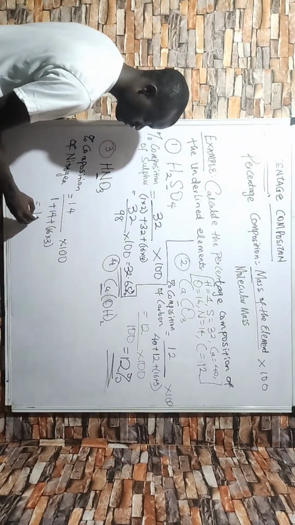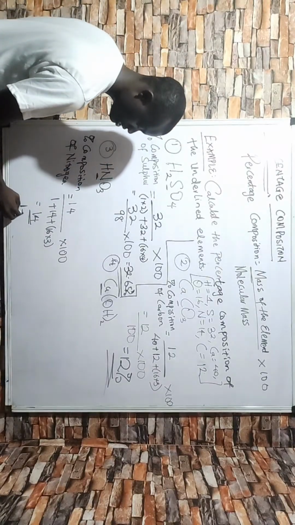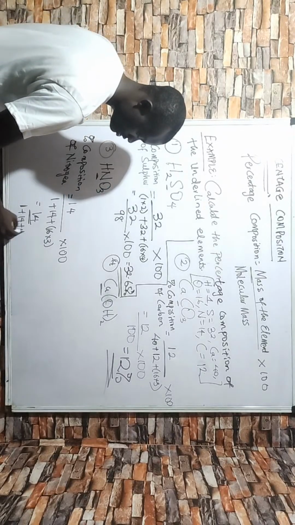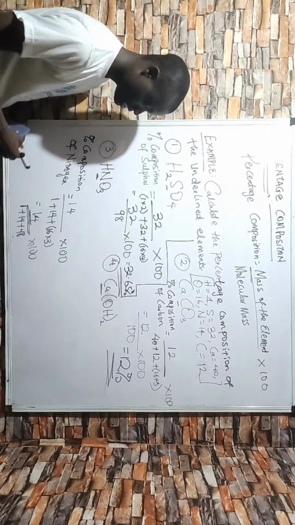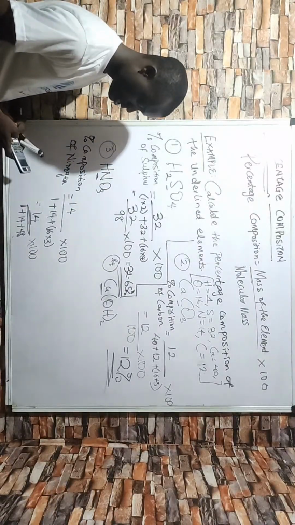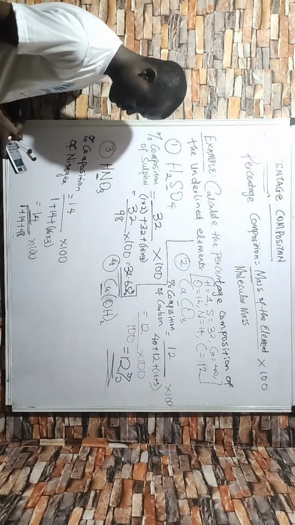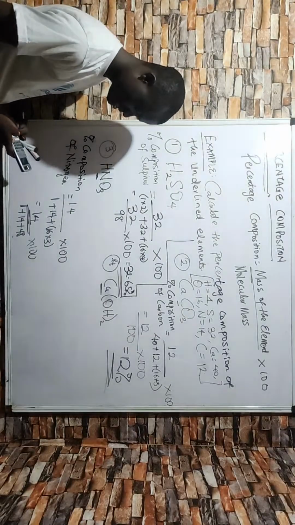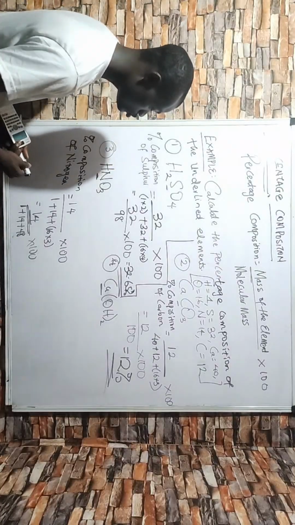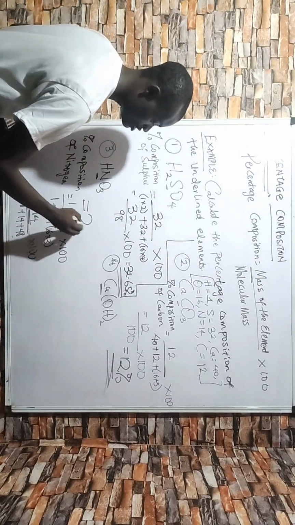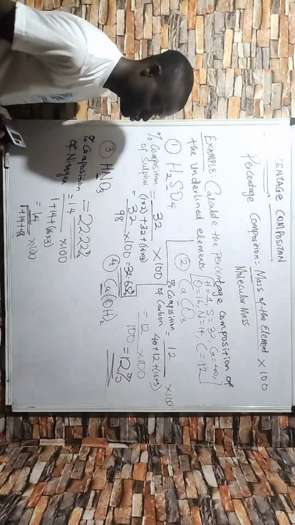Now this will give us 14 over 1 plus 14 plus 48, times 100. So we are going to do the calculation now. That's 1 plus 14 plus 48, and that will give us 63. So I'll be dividing 14 by 63, then I'll multiply my answer by 100, and that gives us 22.22%. So the final answer here is 22.22%.